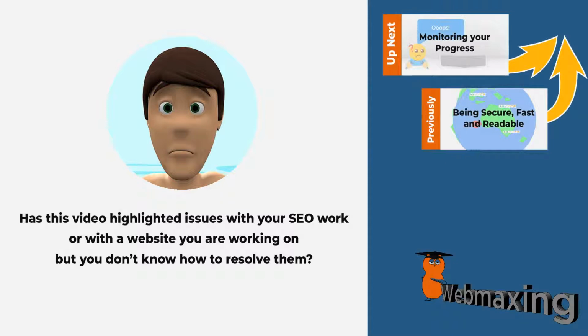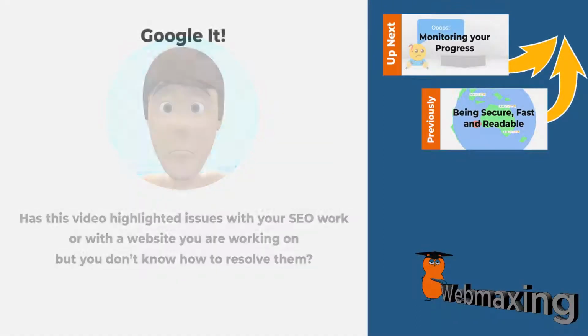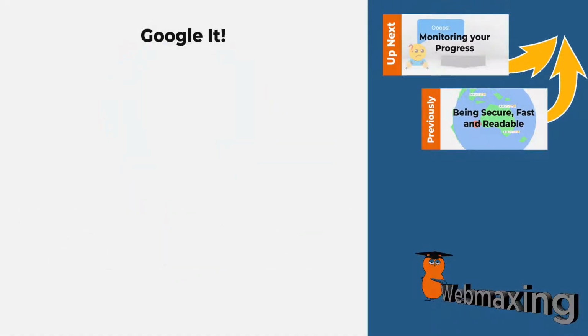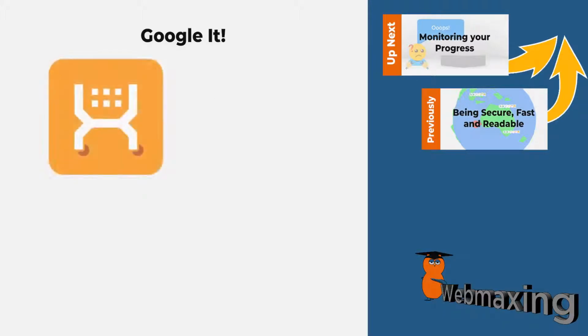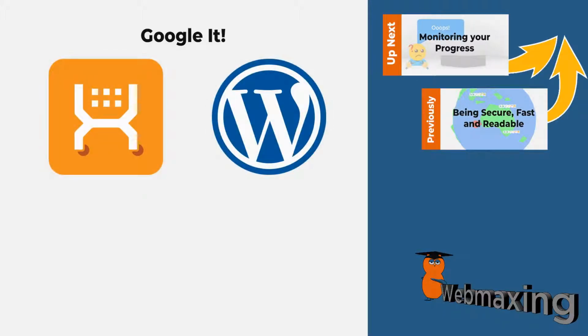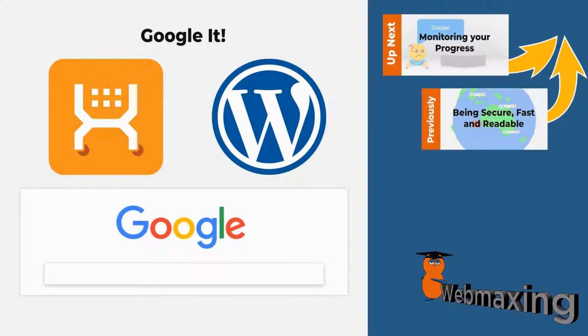Has this video highlighted issues with your SEO work, or with a website you're working on, but you don't know how to resolve them? There are simply too many ways a website can be built for us to offer a comprehensive how-to part to these tutorials. However, we would recommend the following steps. First, try Googling it. If you know what platform your website is built on, say Xcart or WordPress, just try Googling what you need. For example, how to make WordPress URLs SEO friendly, to find out how you can make changes to the URLs of your WordPress-based site.